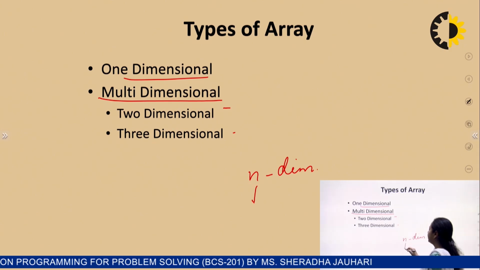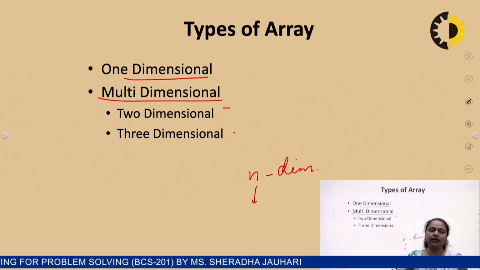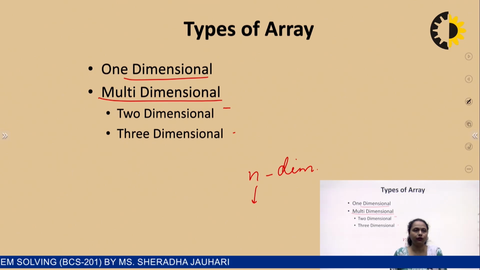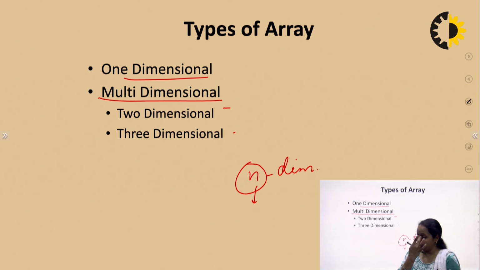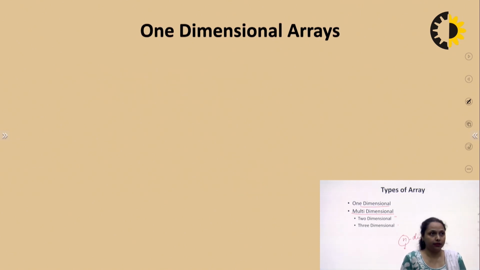What is this n? It is not defined by C. This n can be 1, 2, 3, 4, 10, 20, 15. So whatever value of n you want to take, you can take that number.